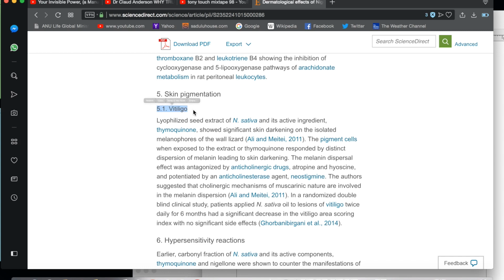So what that did was that led the same team, Ali and Matei and others, to perform a study on patients with hypopigmentation disease or vitiligo. And it says in 2011, in a randomized double-blind clinical study, patients applied N. sativa oil to lesions of vitiligo twice daily for 6 months. They had a significant decrease in the vitiligo area scoring index with no significant side effects. Okay, just a fancy way of saying that the majority of the people responded positively with a reduction in the lesion size as a result of the use of the black seed oil.